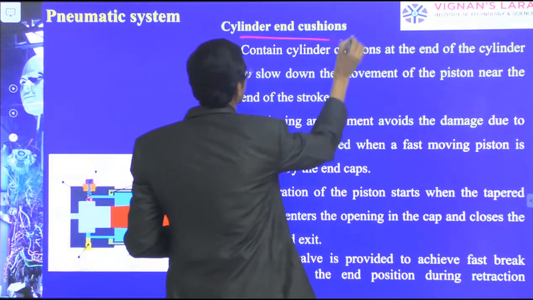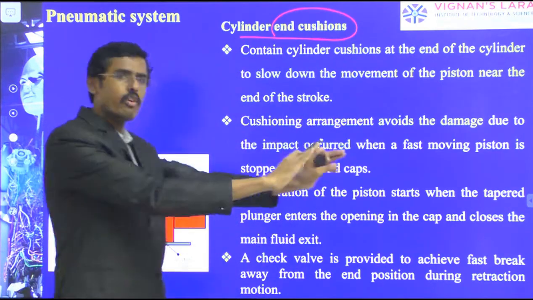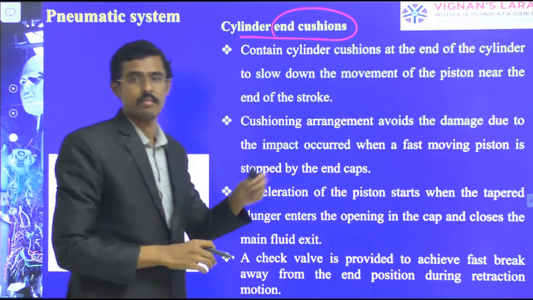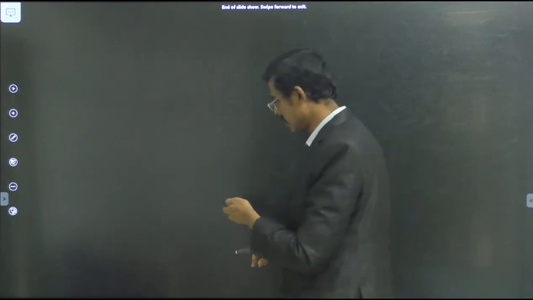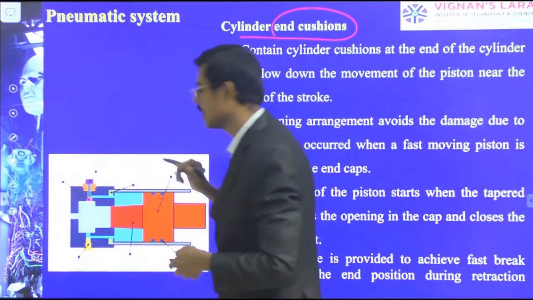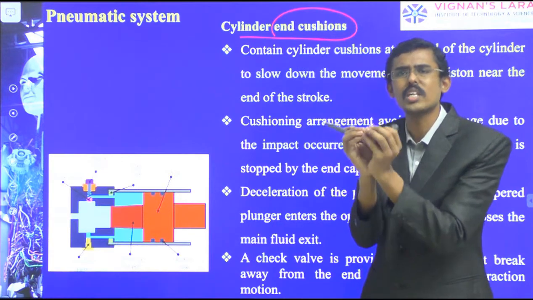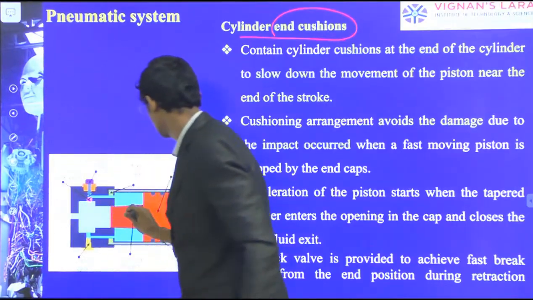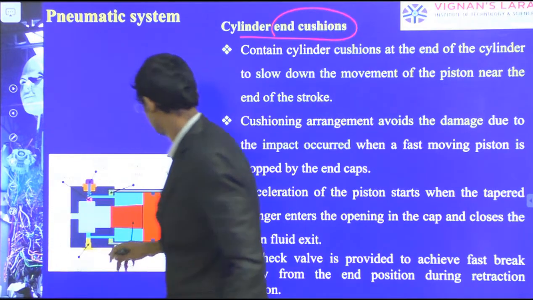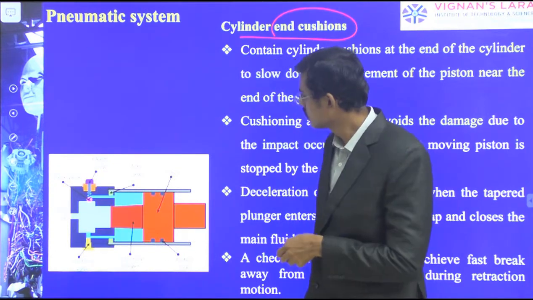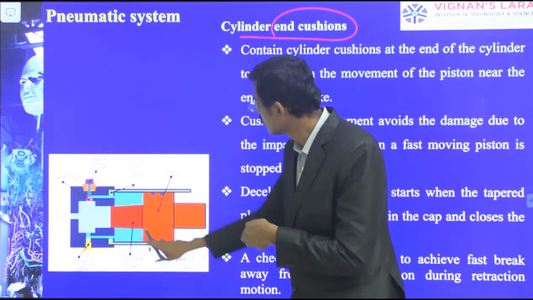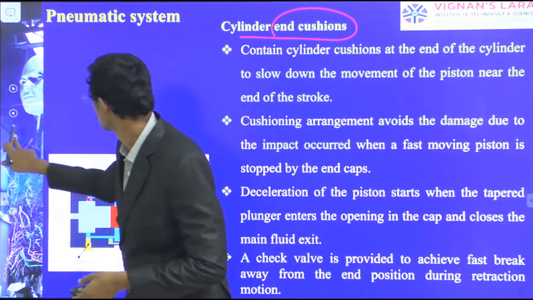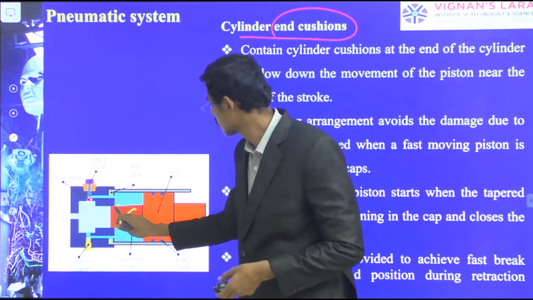Now the cylinder end cushion. What happens when more force is given? There is a chance of damaging this cylinder. Therefore, what I am giving here is a small cushion. This is the cushion. This one, the cushioning plunger. I can use the cushioning plunger. So this is the cushion.